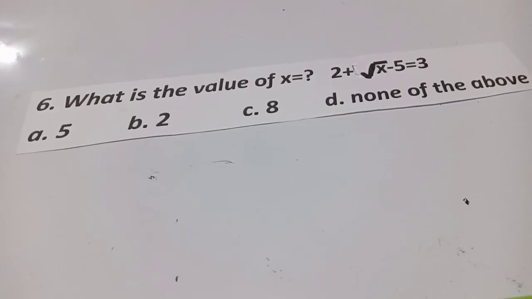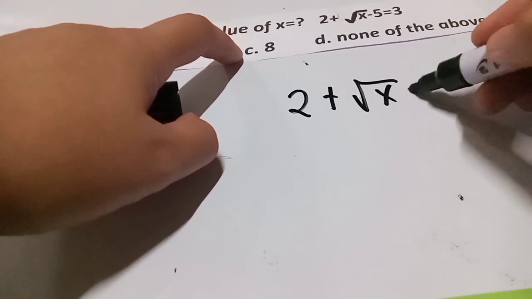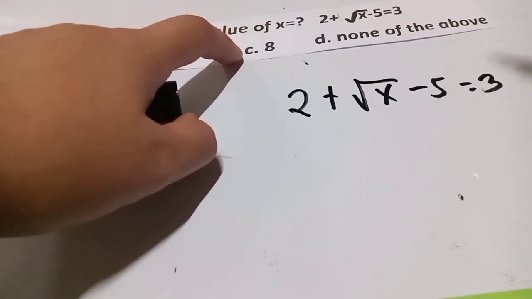Okay, let's proceed for number 6. What's the value of x? If I have the equation 2 plus square root of x minus 5 is equal to 3. So if I have this one, 2 plus square root of x minus 5 is equal to 3.